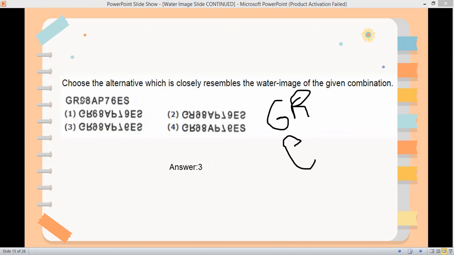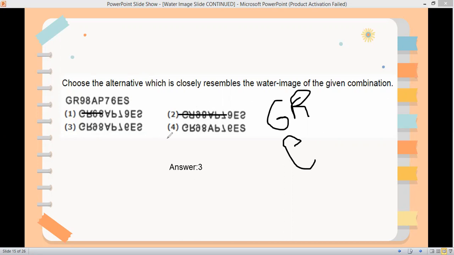Now check for R, which one is correct. It is correct in the first, it is correct in the third and fourth as well, but it's incorrect in the second part. So it will be eliminated on that part only. Now check for 9, which one is correct. Is it correct? No, it's wrong for 9. So it will also be eliminated. Is it correct? Yeah, it's correct here.